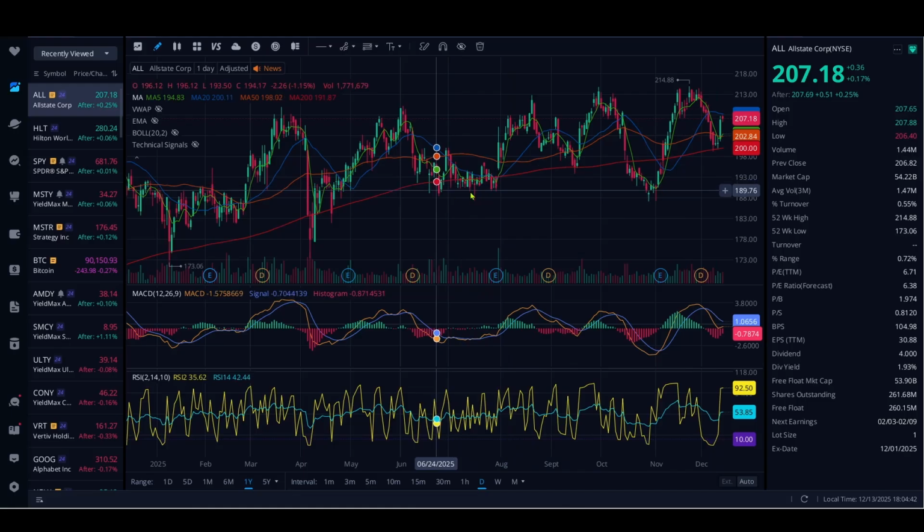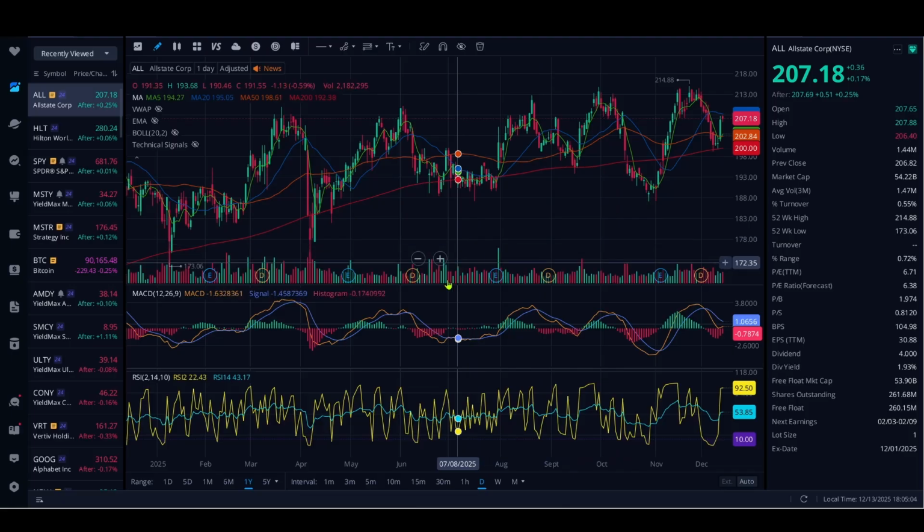Now you can see it did dip down below it, but it did recover, right? It didn't stay down here for months and months and then all of a sudden peek its head back up above that 200. So I'm looking for that, and if it does check off on that, and it does for Allstate here, then I'm going to move over to the 5-year chart.